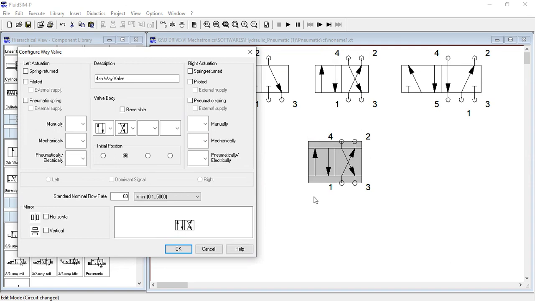4 by 3. Listen, 4 by 3. The 4 remains the same. Now what do I have to change? I have to change the third position. I have to add a third position. Okay, so how can I do that?